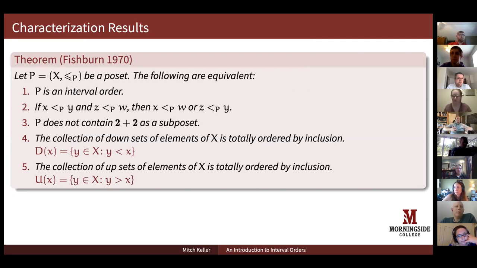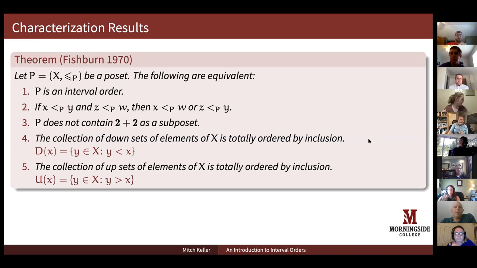At the point where we say, well, if all we need to check for is 2 plus 2, if you think from a computer science perspective, you'd say, okay, we're probably on like an order n to the fourth algorithm, worst case. So it's efficient to decide, but could you find the interval representation? Sometimes that's a hard problem.